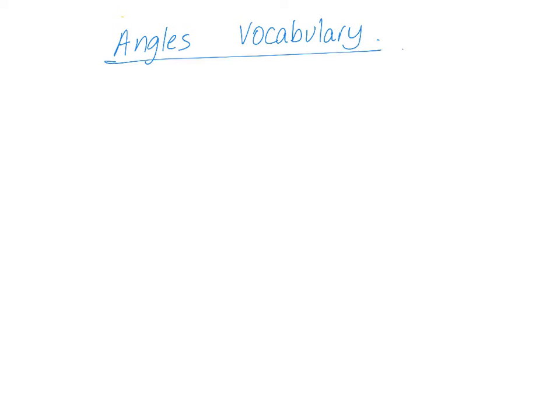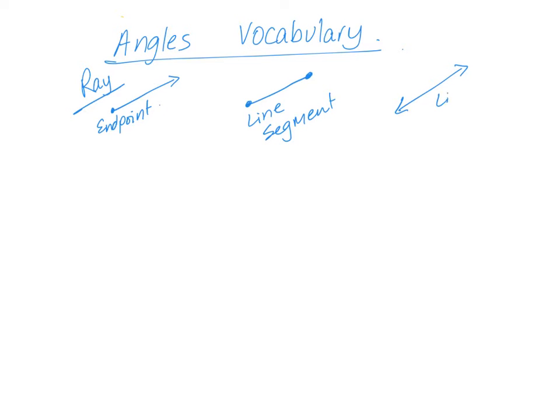So in this lesson, we'll learn about angles and their vocabulary. We already have learned about certain concepts in geometry. So we know that a ray has one endpoint. Then we know a line segment has two endpoints. And we know a line extends forever in both directions.